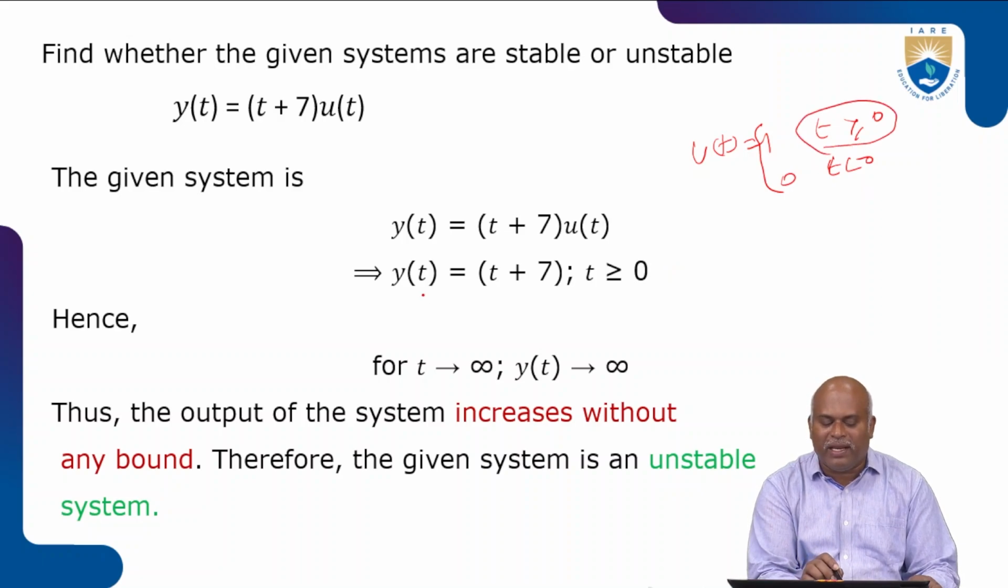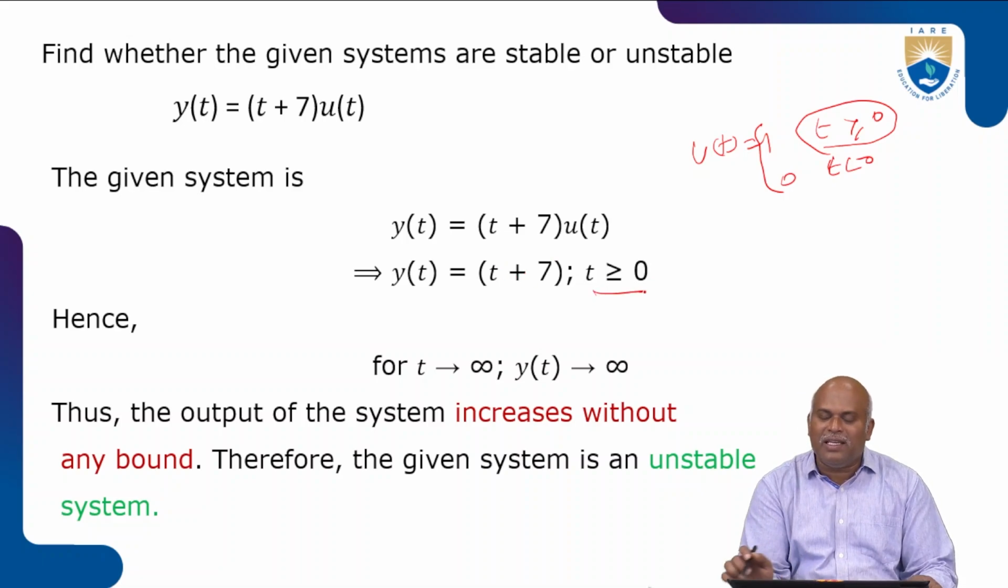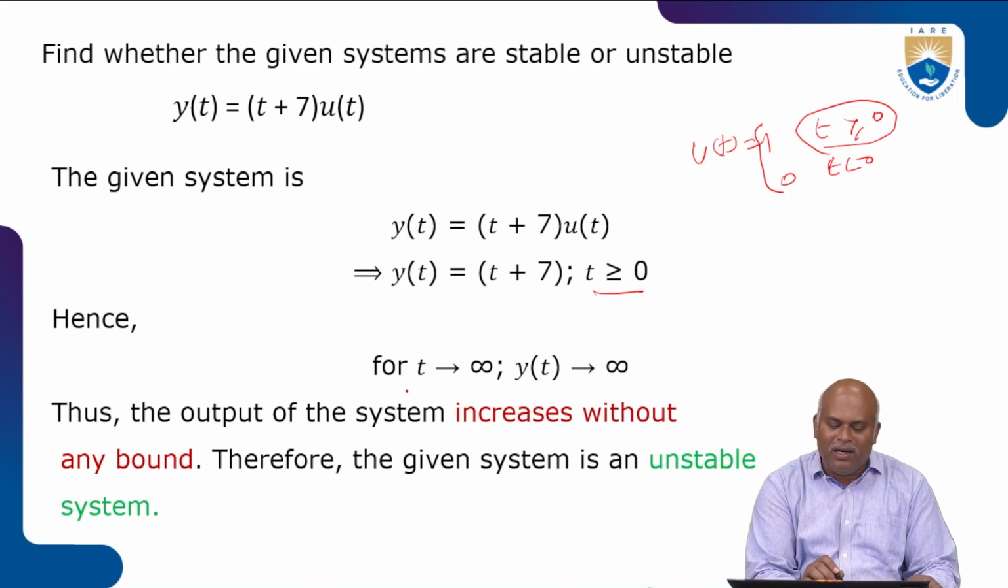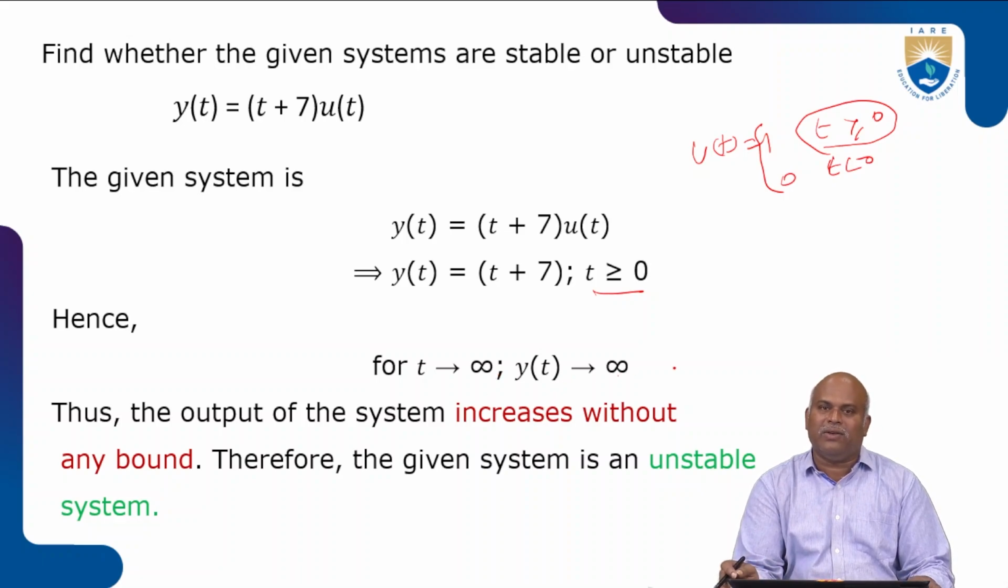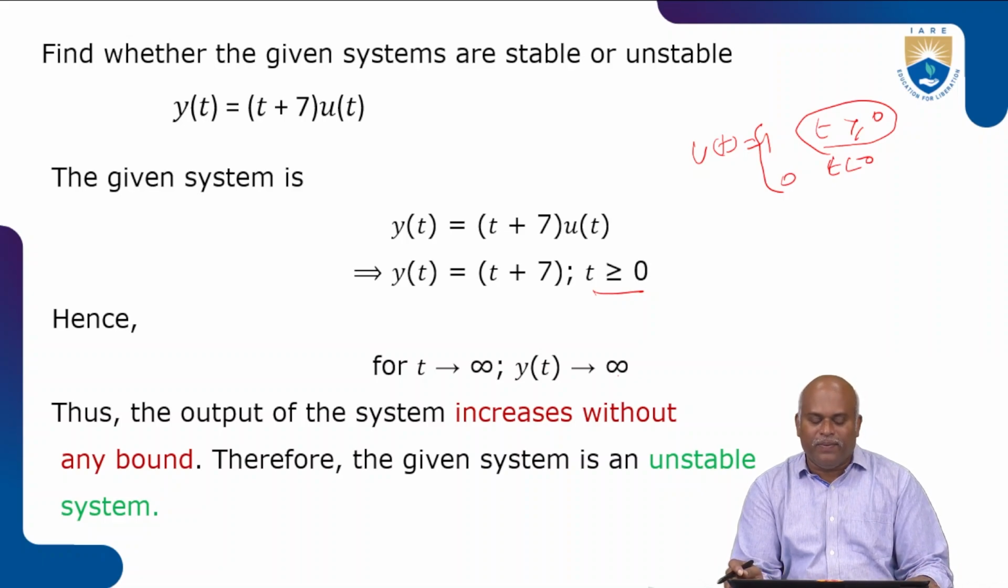So I simplify the equation as y of t is equal to t plus 7 multiplied by 1. Whatever you multiply by 1, you get the same signal. So I write the condition for t greater than 0. As t goes to infinity, y of t is also infinity. Thus the system output increases without any bound. Therefore the system is known as an unstable system.